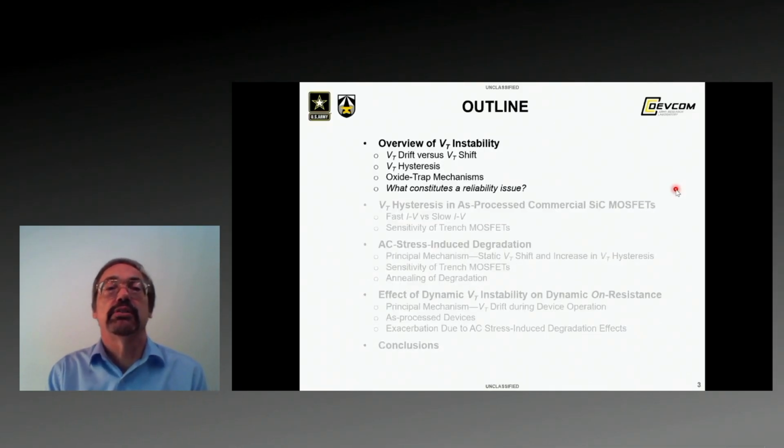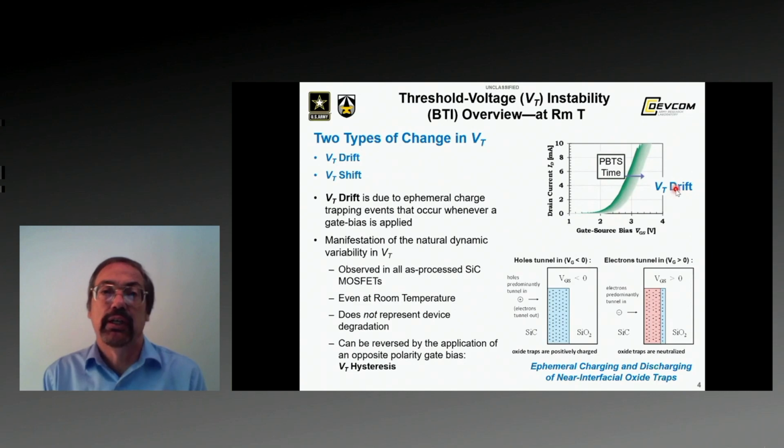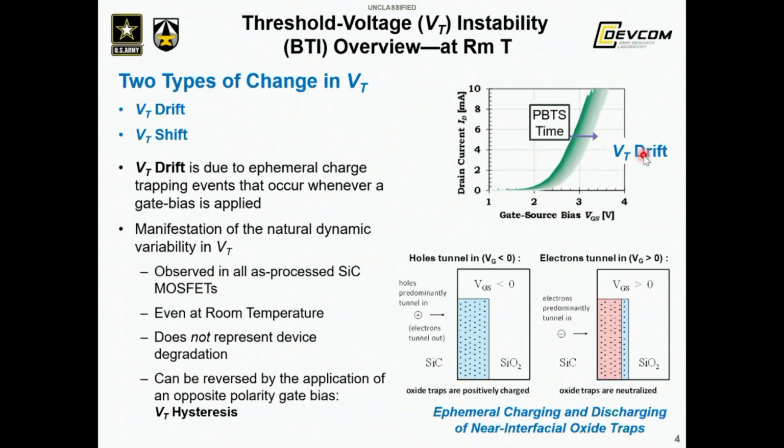So first, I'll discuss an overview of threshold voltage instability. There are 2 types of change in threshold voltage that we consider. One we call VT drift, and the other is VT shift. VT drift is due to ephemeral charge trapping events that occur whenever a gate bias is applied. So here we see a shift in the ID-VGS characteristics during a positive bias stress, resulting in a positive VT drift. VT drift is a manifestation of the natural dynamic variability in threshold voltage. It's observed in all as processed silicon carbide MOSFETs, even at room temperature.